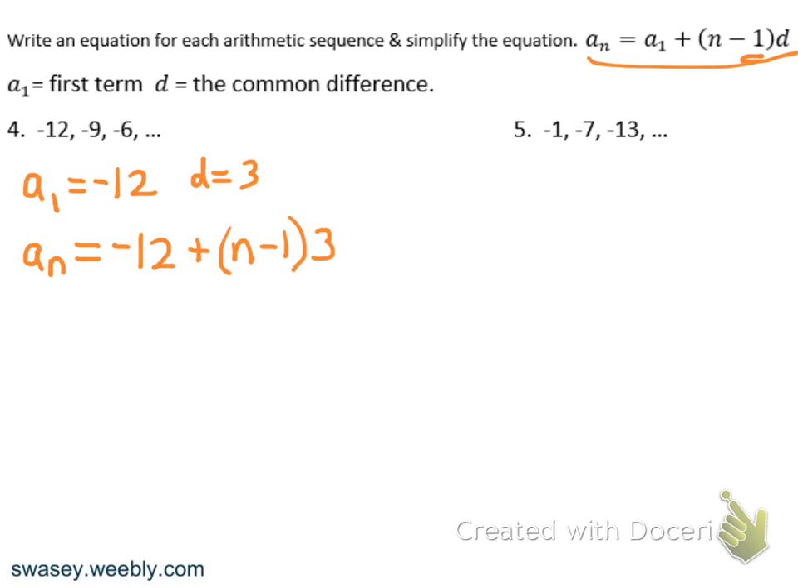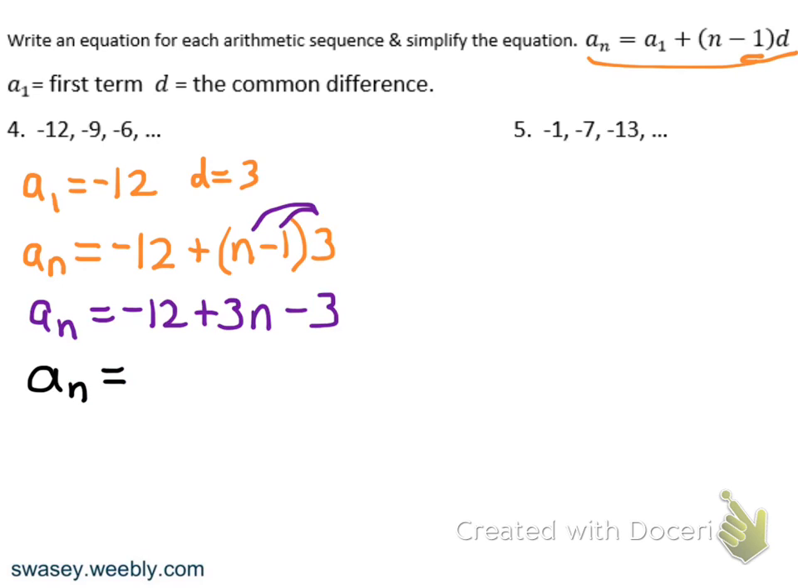Now to simplify the right-hand side of this, we'll distribute. 3 times n is 3n. 3 times negative 1 gives us negative 3. And then we can switch the order here. So if we rewrite it as A sub n equals 3n minus 12 minus 3. Negative 12 minus 3 is negative 15. So A sub n equals 3n minus 15 is the simplest way to write this.